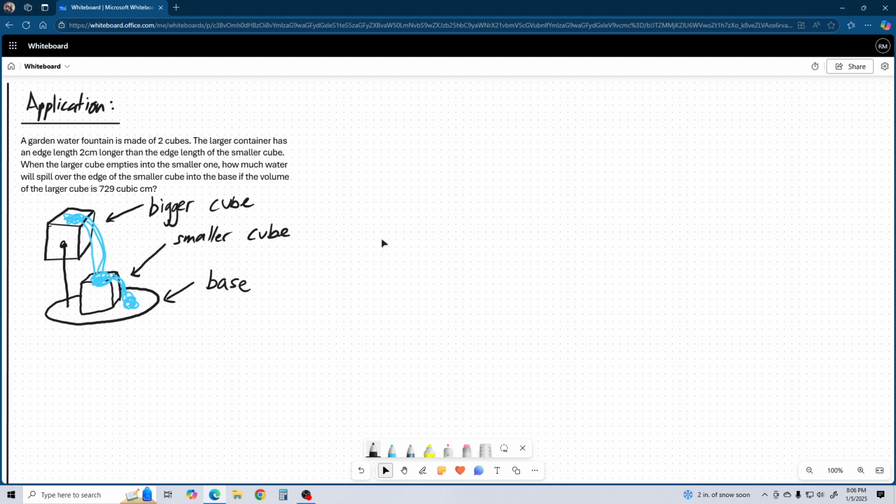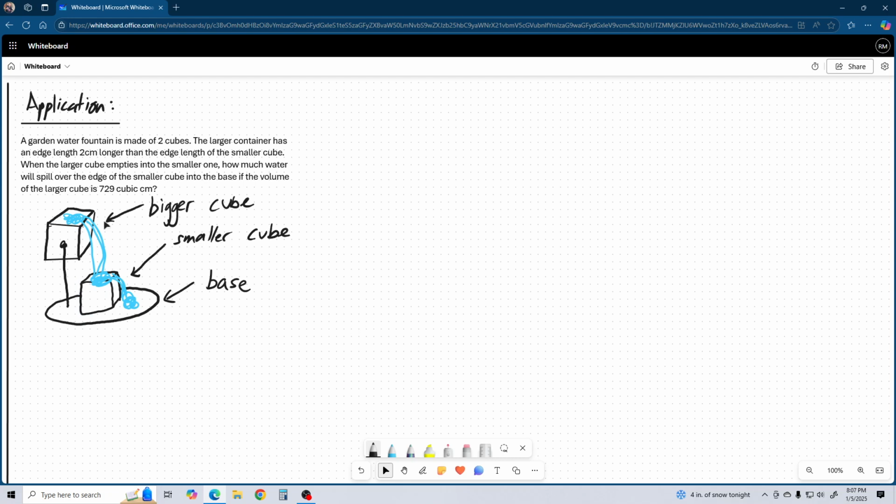All right, so basically what this is saying is we have this big cube here, and it has a bunch of water in it, and it'll eventually tip over. Once it gets full, it tips over because it says empties, right? So we're assuming that it's full of water. As it empties, it'll empty into this smaller cube down here that's connected to the base, and because this cube's bigger than this one, it's going to have extra water, right? So that extra water falls down into the base, and we're trying to figure out how much water is going to end up being in the base once this bigger cube falls.